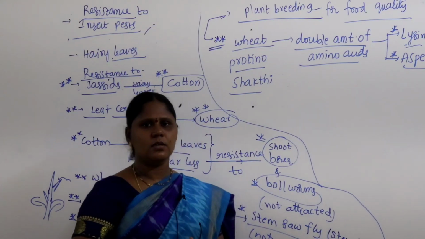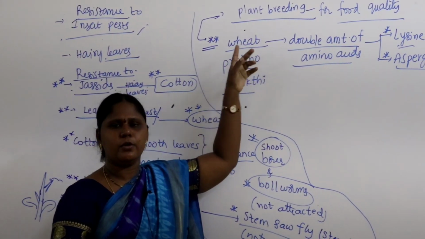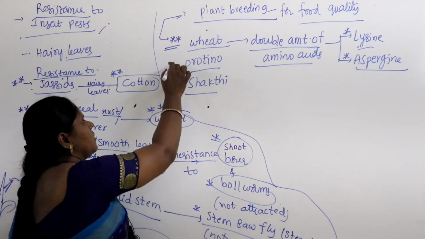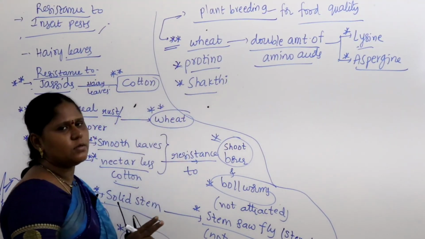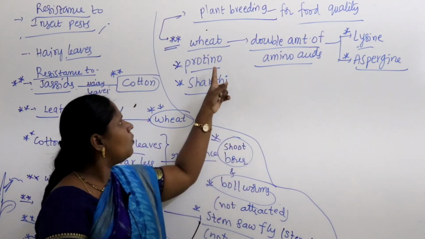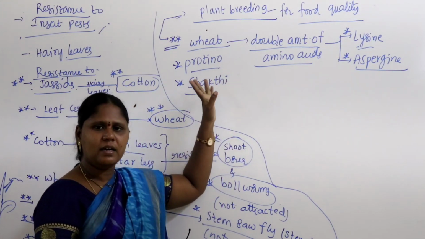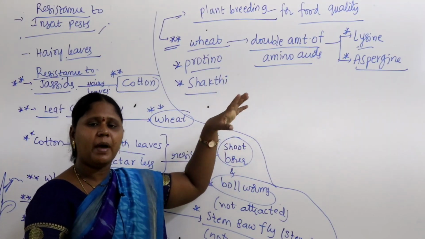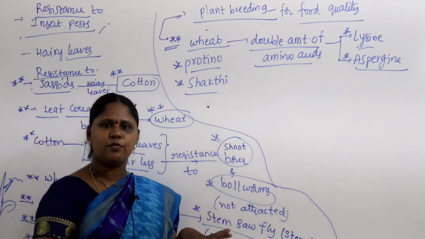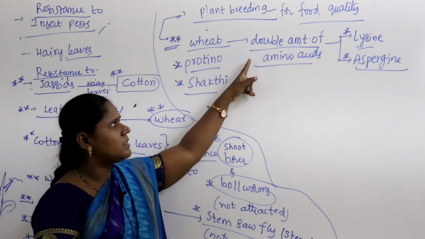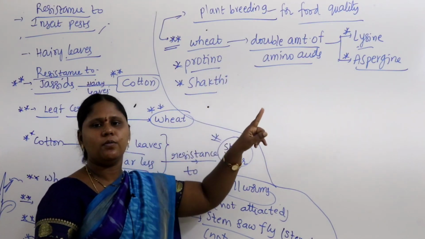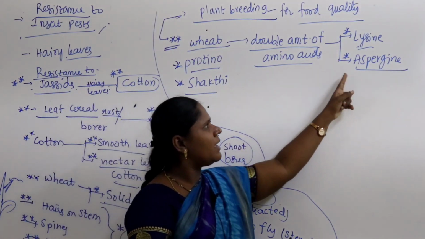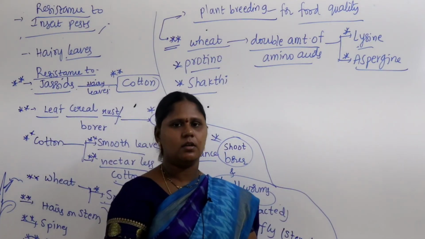What does it mean here? We are producing wheat varieties. There are two varieties of wheat produced. What are they? Protino and Shakti. Compared with the normal wild variety of wheat, these two varieties have double the amount of amino acids. Which amino acids especially? Lysine as well as asparagine, right?